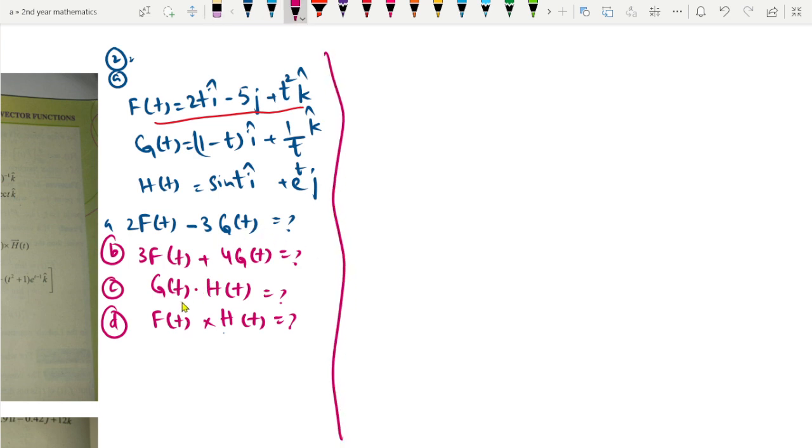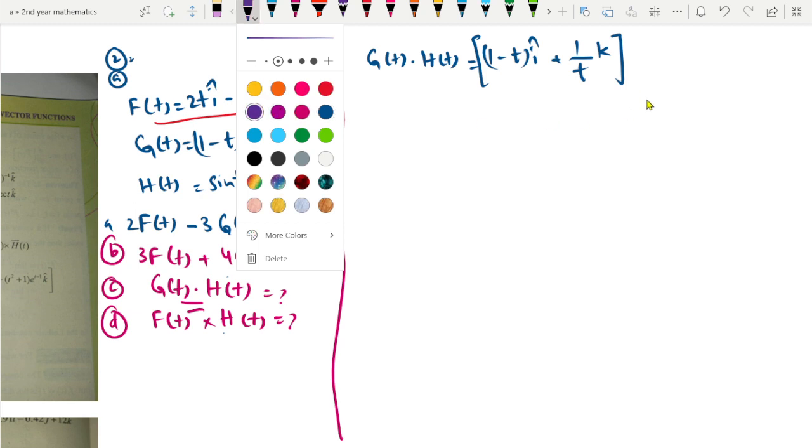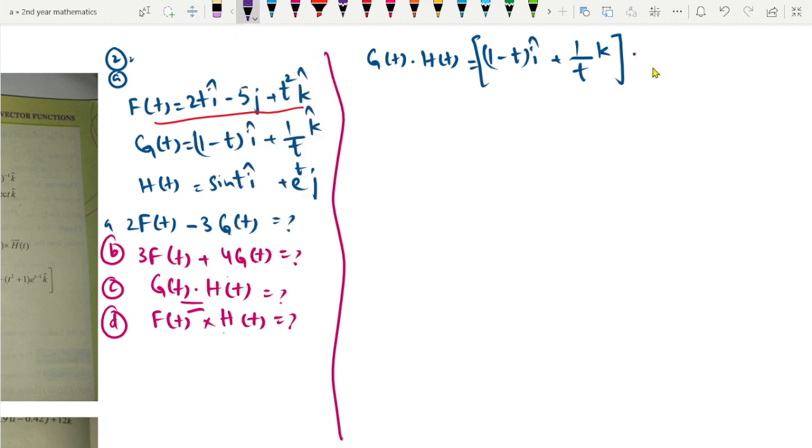You have studied this in physics of first year. So this is called dot product g of t dot h of t. So g of t is 1 minus t into i plus 1 divided by t k, dot h of t. h of t is sine of t i plus e power t j.